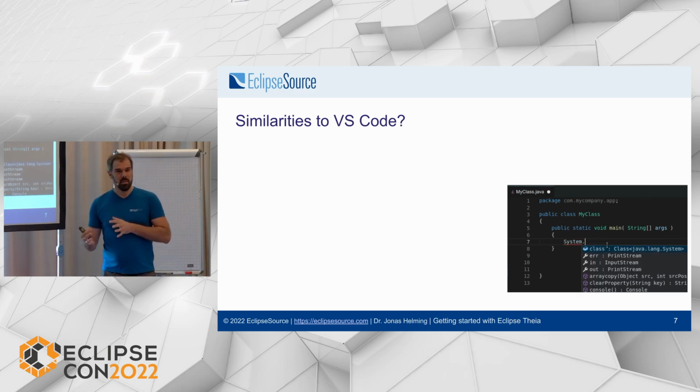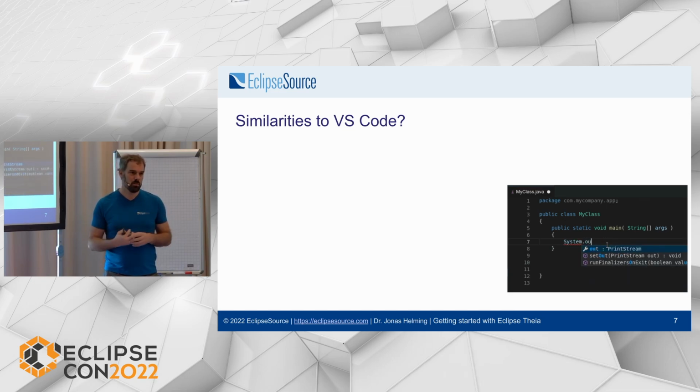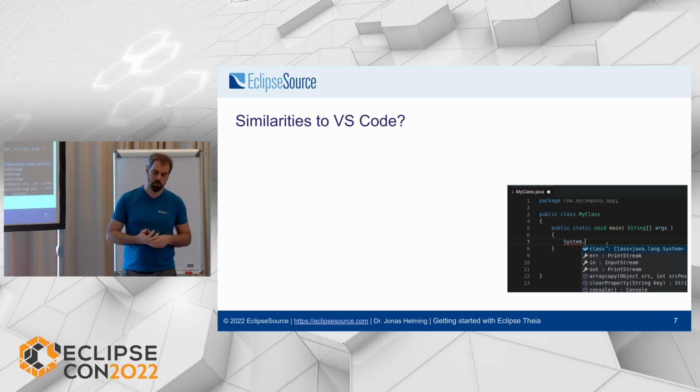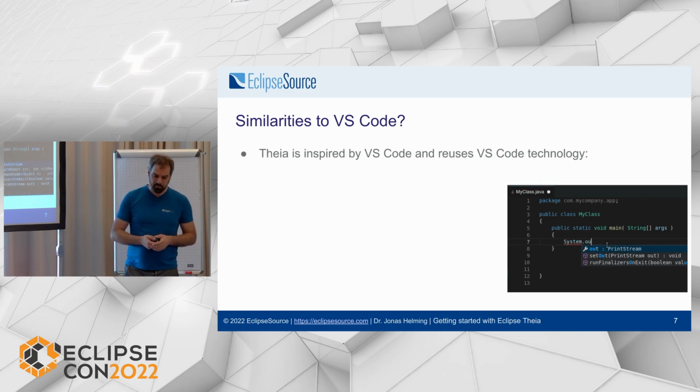VS Code and Eclipse Theia are kind of the most common choices in our days. That's why I explicitly compare these two. And there are other choices, of course, too. So if you plan a project and you have more detailed questions, talk to me. I'm here the full week. But what are the similarities to VS Code? What are the differences? And how can you decide for your project in a nutshell, on a high level?